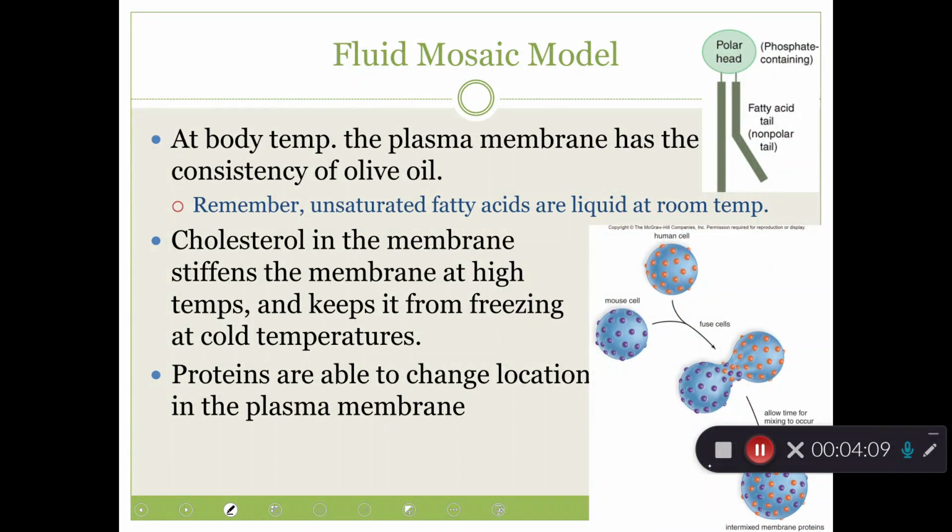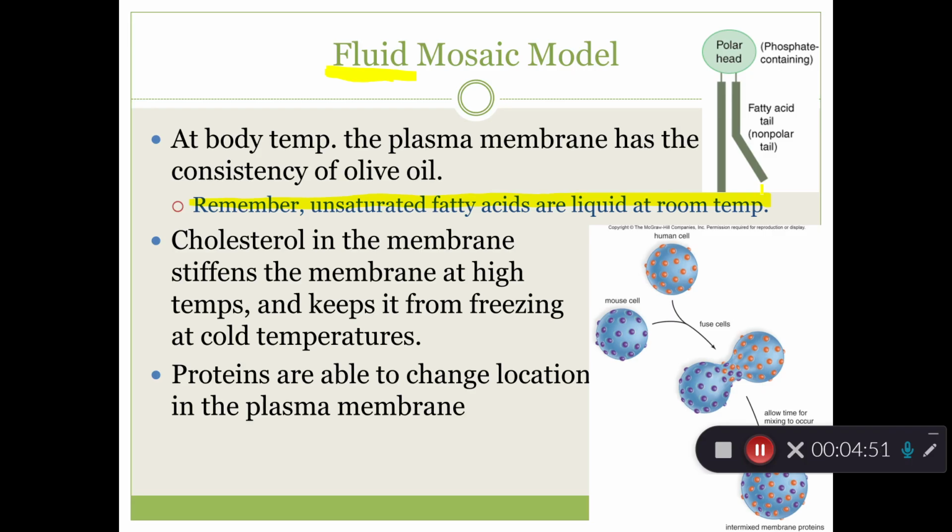Okay, it is liquid-like, it's moving: the fluid mosaic model. At body temperature, the plasma membrane has the consistency of olive oil, so it's kind of wiggling all the time. Those phospholipids are loose and liquid-like, wiggling. Cholesterol in the membrane stiffens. We think about animal fat or bacon fat as being high in cholesterol. Remember that unsaturated fatty acids are liquid at room temperature, so that would be more like vegetable oil. Cholesterol stiffens. I always think about bacon grease and how it would harden as it cools off.